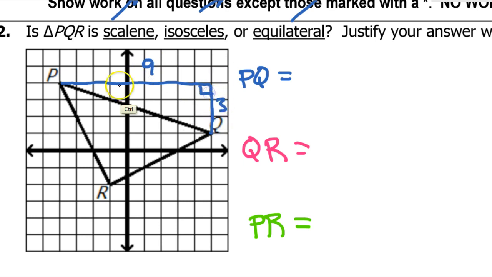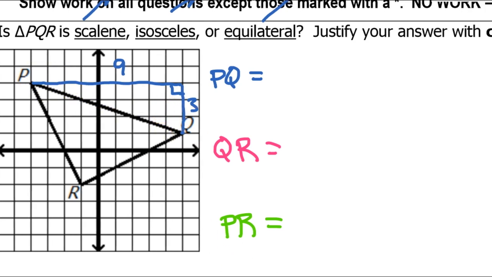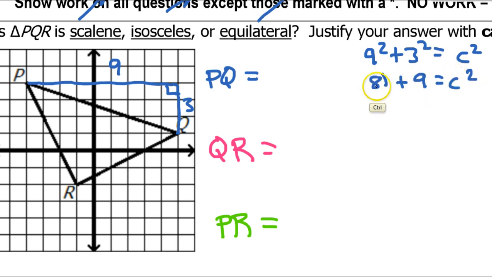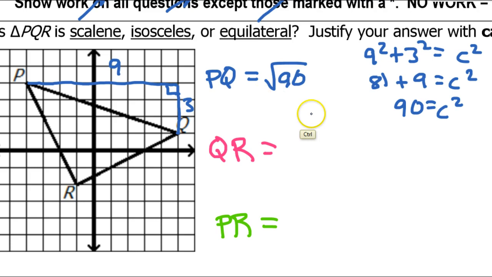So I could use the Pythagorean theorem to find the hypotenuse, which I'll call C. You know that A squared plus B squared is equal to C squared. So 9 squared plus 3 squared is equal to C squared. That's 81 plus 9 is equal to C squared, so that is going to be 90. So 90 is equal to C squared. That means PQ is going to be the square root of 90. Now I could find a decimal for that if I wanted to, but I don't need to do that right now.